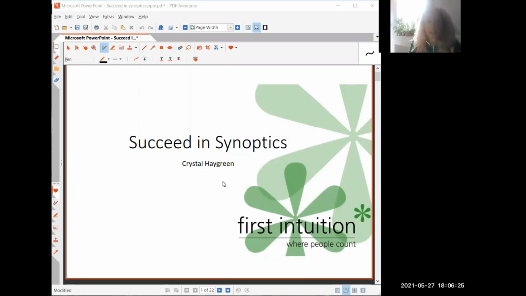And this session is going to be all about how to succeed in your synoptics. I'm not doing it as a slideshow. I've popped it up in my PDF annotator so that I am able to circle and highlight the bits that I'm talking about. But the slides, I will pop those into the chat box right at the end of the session so that you have them to refer back to if you want to.